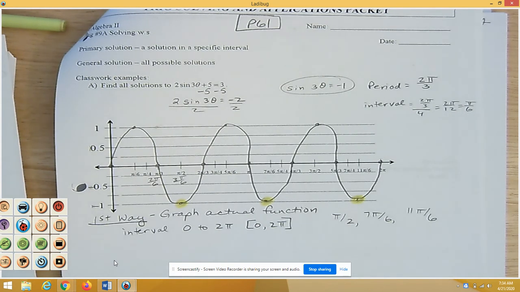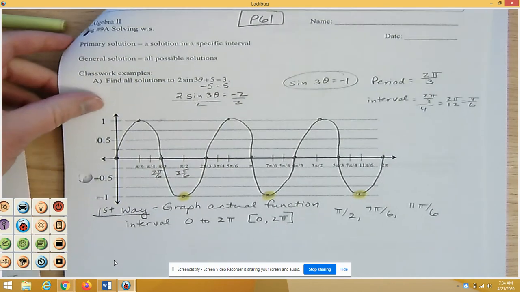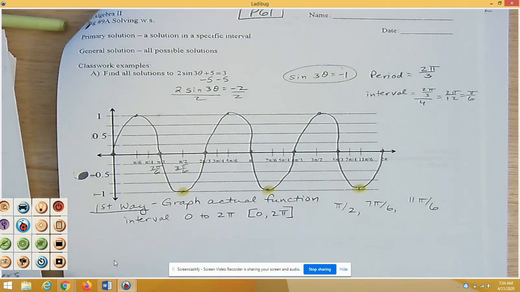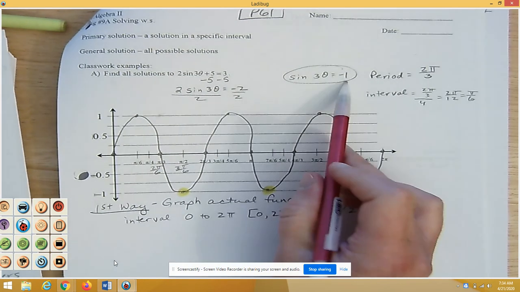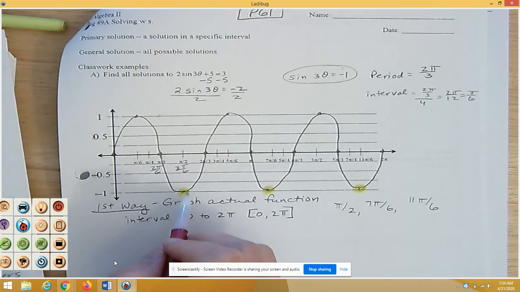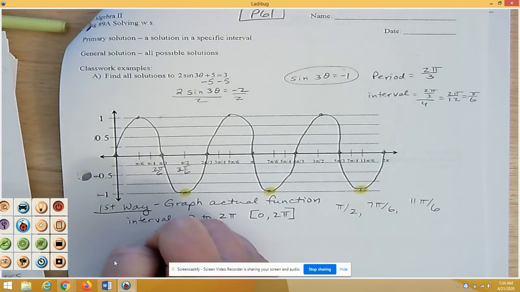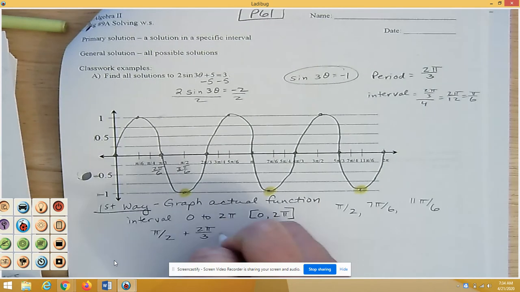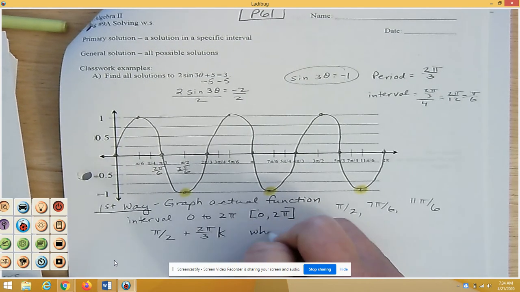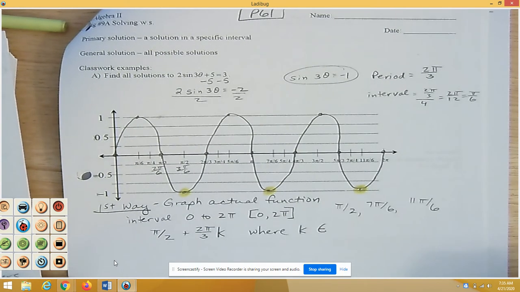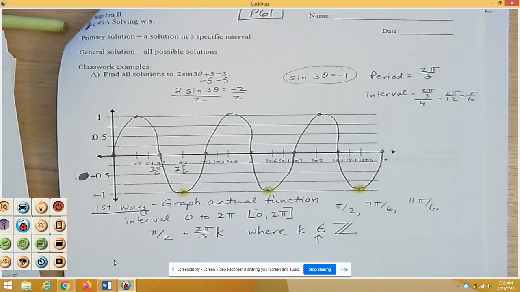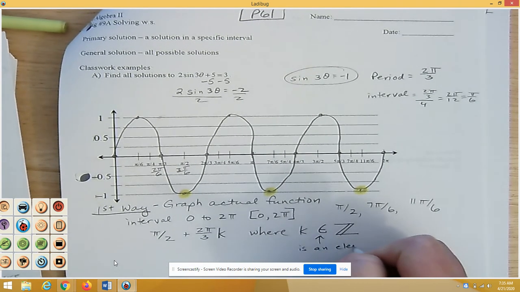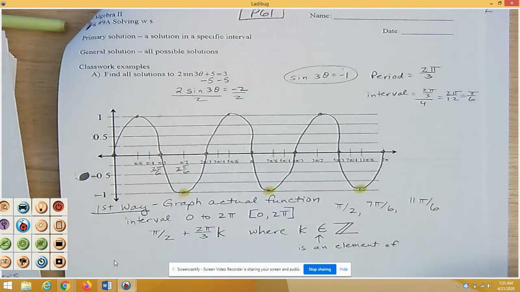If you're getting the general solutions, which is what this question asked for, we would now need to try to come up with a pattern. So this is 3/4 of the way through this period because you're at the minimum value. So negative 1 is going to be your minimum. And I'll show you another way that we could get that, but you're going to get pi over 2. And then we're going to add the period, which is 2 pi over 3 times k, where k is an element of all integers. And I'm going to give you the real fancy notation here just so you can see it. So this means is an element of, and this means integers.